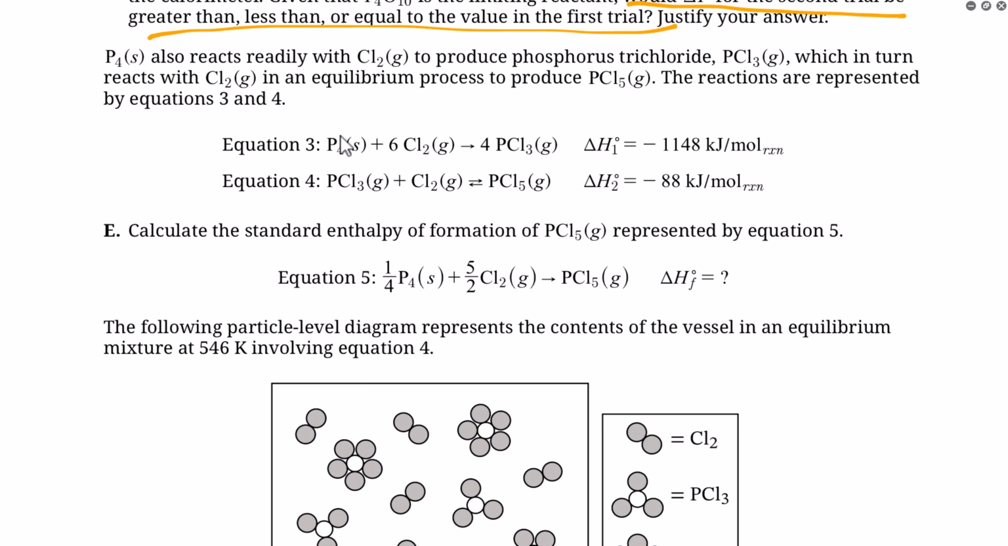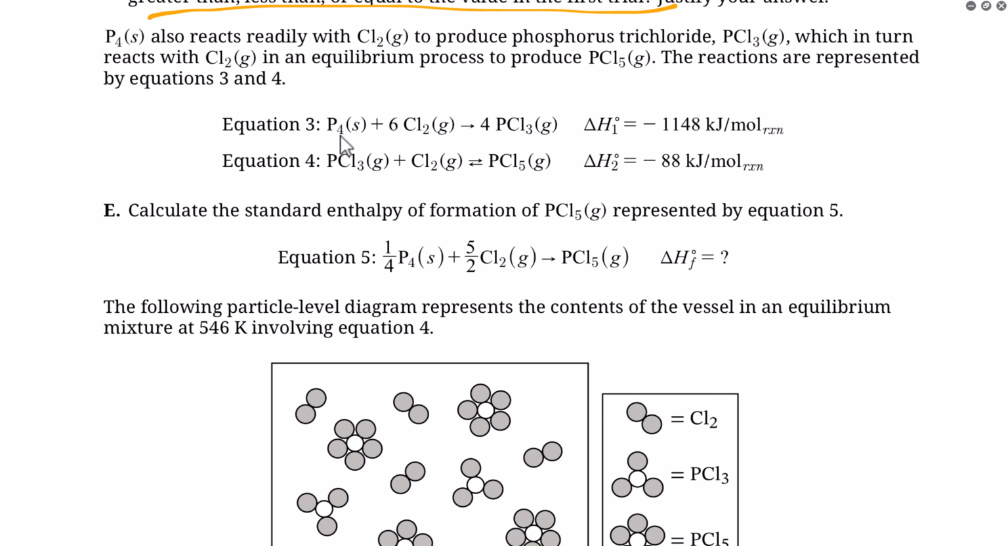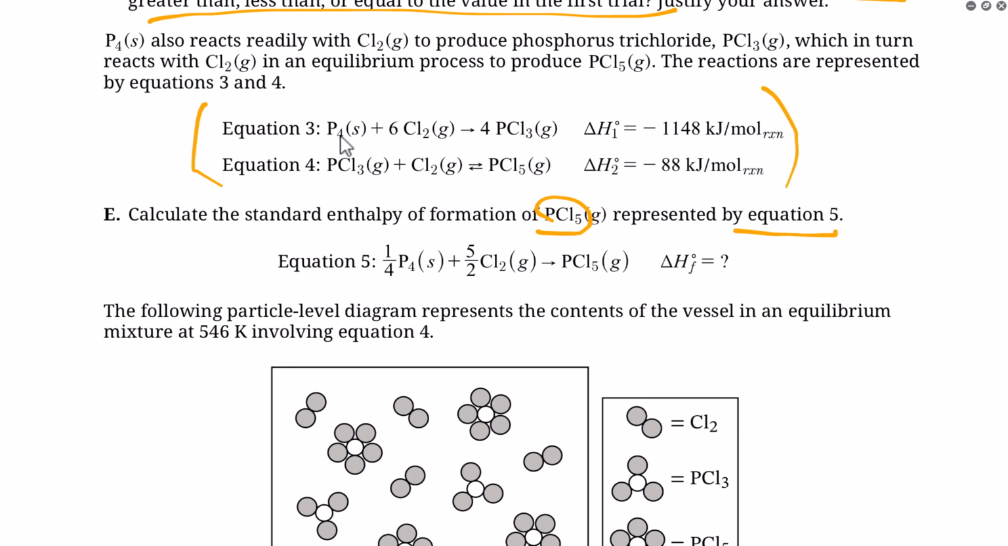P4 also reacts readily with Cl2 to produce phosphorus trichloride, which in turn reacts with Cl2 in an equilibrium process to produce PCl5. Reactions are represented below by equations 3 and 4. And it says to calculate the standard enthalpy change of PCl5 given this equation. Okay, so we have a Hess's law type equation here. This one's a little bit tricky. We've got a lot of fractions here, so it makes this a little more challenging.